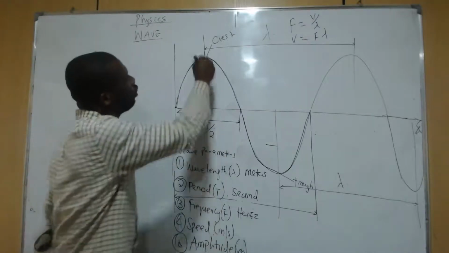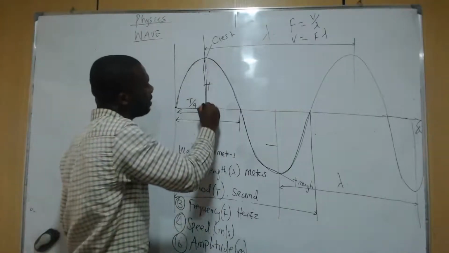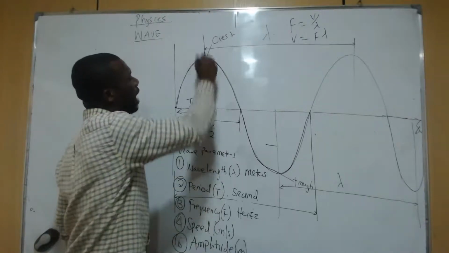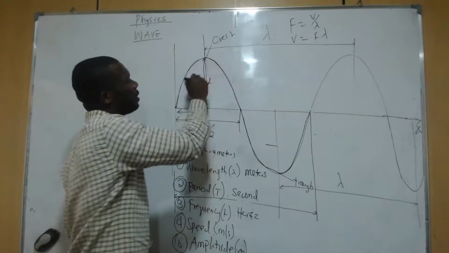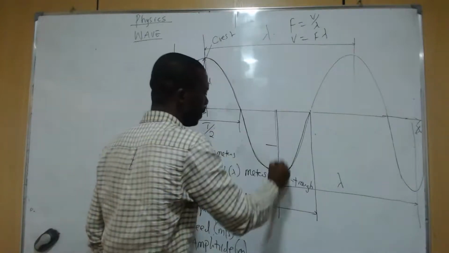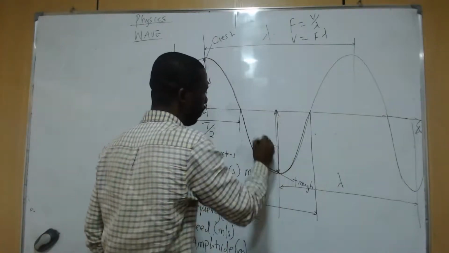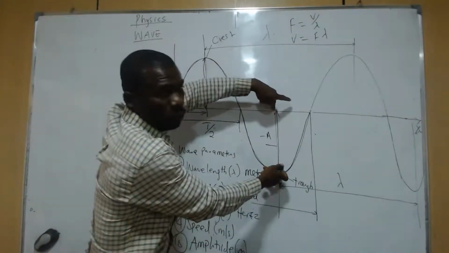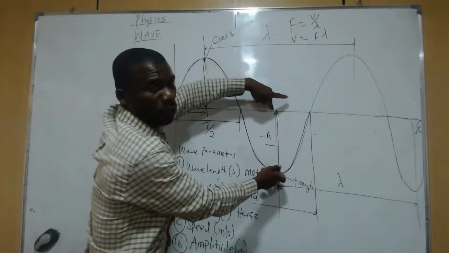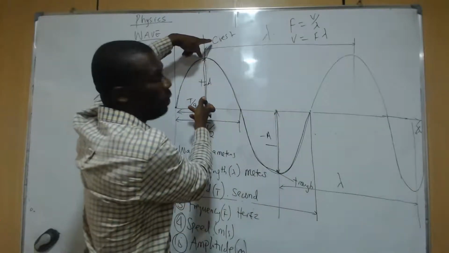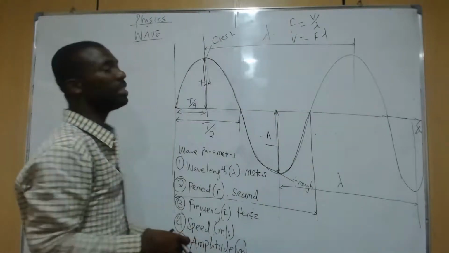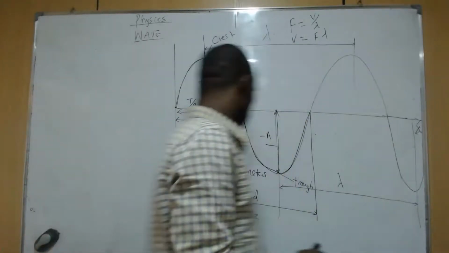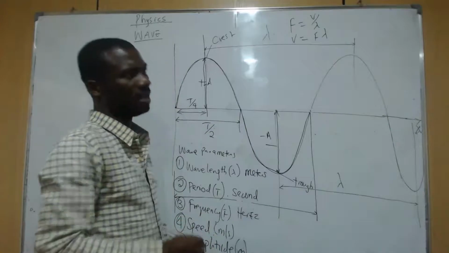Now, the amplitude of the wave represents the maximum point of a wave. This is the amplitude. This is positive amplitude. This place represents negative amplitude of a wave. So it is the maximum distance of a wave, and it is also measured in meters.